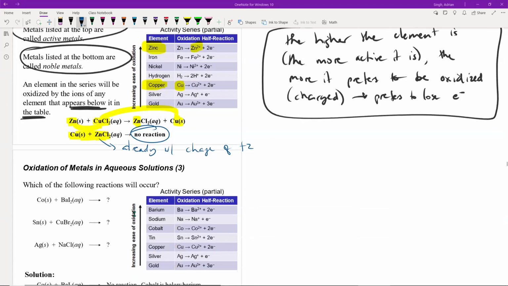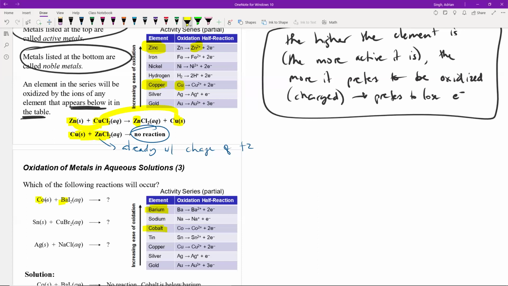So let's take a look at another example, a couple examples down here. Which of these reactions will occur? So we have cobalt and barium iodide. Okay, so when you have problems like these, you want to compare the metals that are in the equation. So we have cobalt, Co, we have barium. So we find them on the table. There's barium, and cobalt is underneath barium, right?